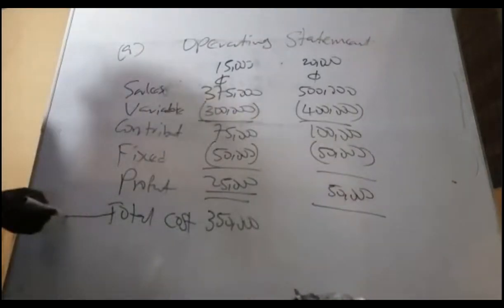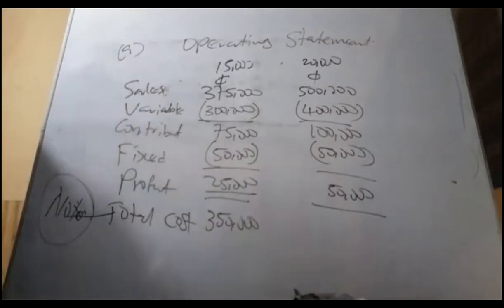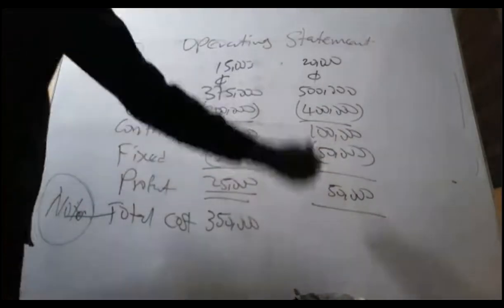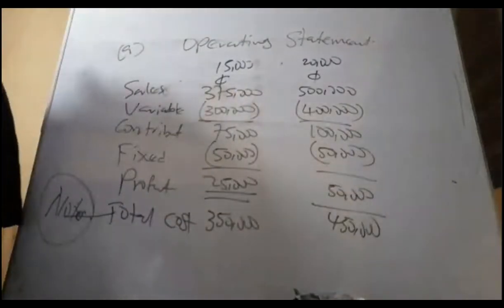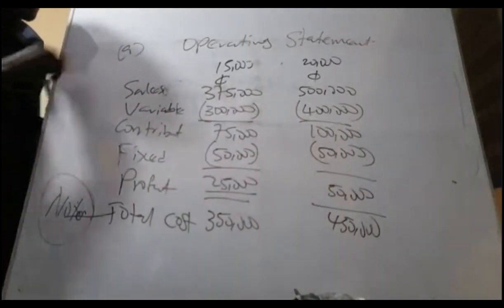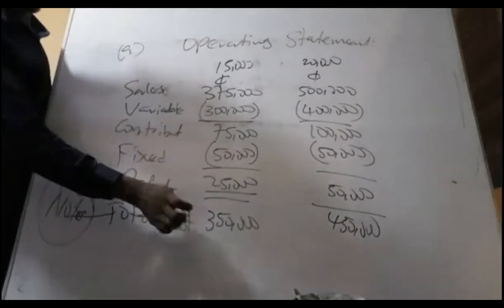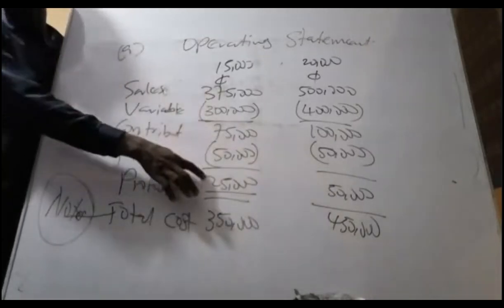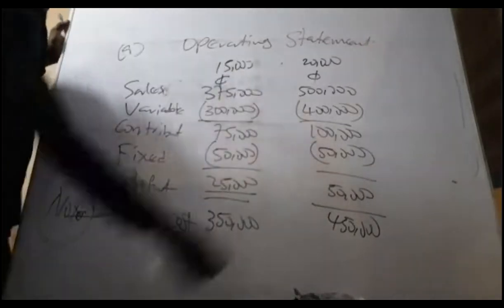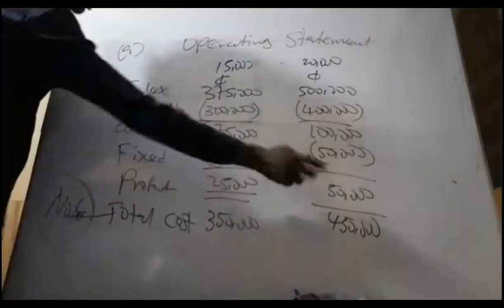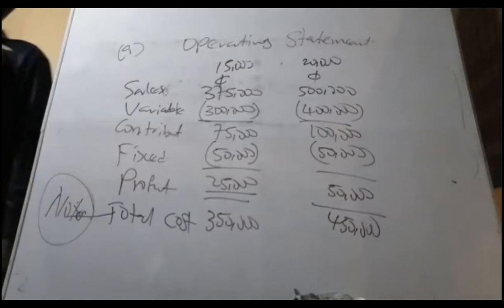This one is a note to the accounts, a note to the financial statement. And the next one is 450, right? Okay, 450,000. So you see, if they are making sales of 375 and total cost is 350, what's the profit? 25, right? If making sales of 500 and their total cost is 450, what's their profit? 50. Okay, that's fine. These are the information I need to set the question.